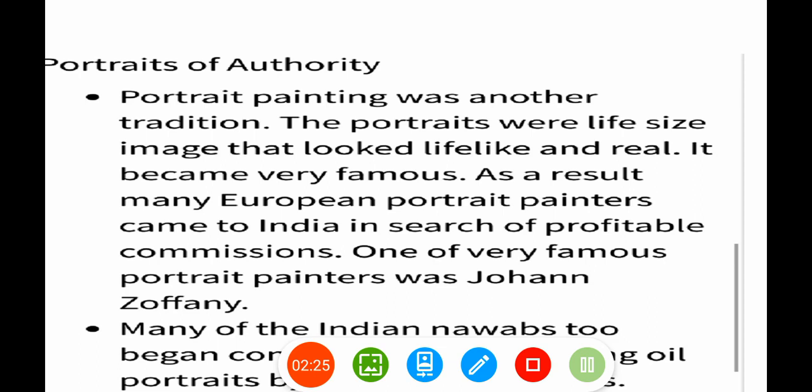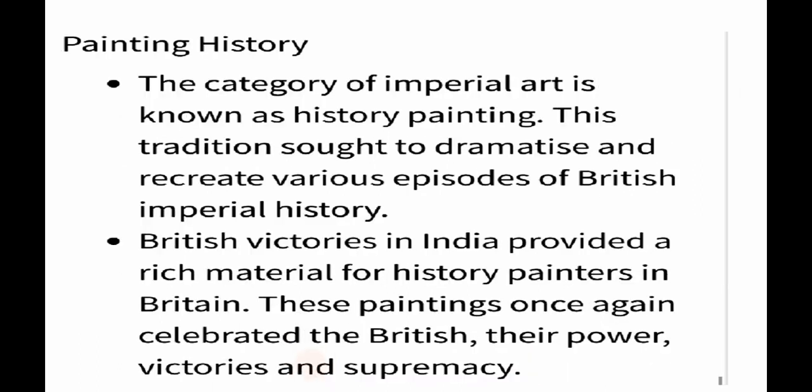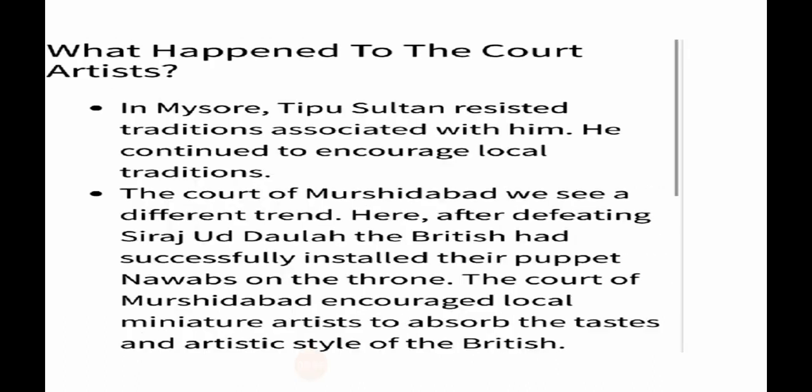In the court of Murshidabad, we see a different trend. After defeating Siraj ud-Daulah, the British had successfully installed their puppet nawabs on the throne of the court of Murshidabad, who encouraged local miniature artists to absorb the taste and artistic style of the British. It means the British made their puppets and placed them where there used to be a kingdom, in place of the emperor, like Siraj ud-Daulah, given here as an example.